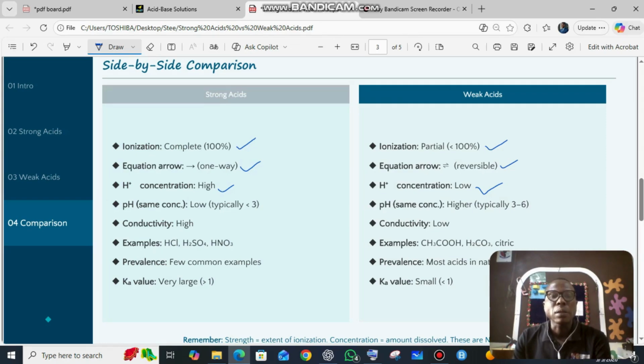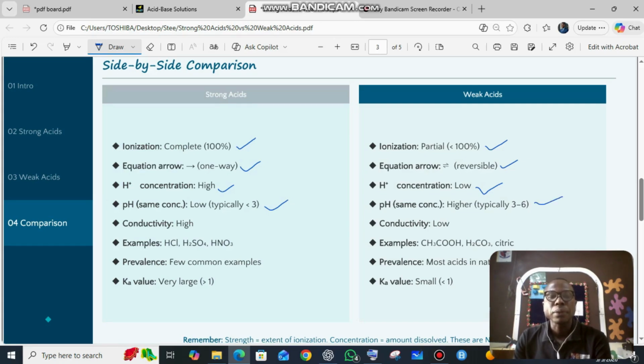Then the pH of strong acids is usually very low, typically less than 3. Note that the pH ranges from 1 to 14, so acids lie between 1 and 6. For strong acids, it is usually less than 3. Then for weak acids, the pH value is usually between 3 and 6.